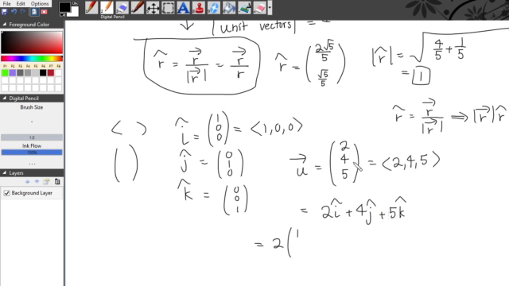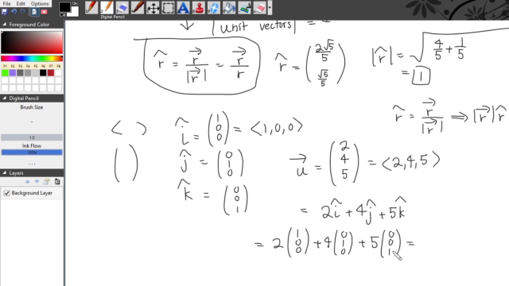Anyway, back to what I was saying. I can prove that this is equal to this. So I said that i hat is <1, 0, 0>, plus 4 times <0, 1, 0>, plus 5 times <0, 0, 1>.